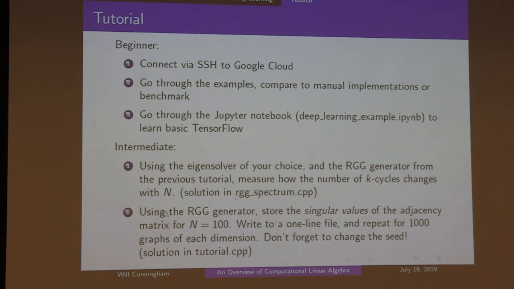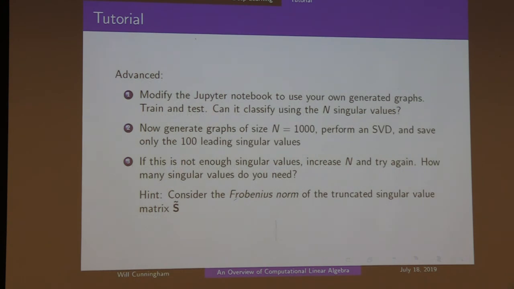You can also look at the singular values of the adjacency matrix for small graphs like n equals 100. So if you write these to a one-line file and repeat for a whole bunch of them, then you can have some data that you can feed into the Jupyter Notebook. And then there are some more advanced tasks if you choose to do so. Can you, for instance, train it with small graphs, but then take just the leading singular values of large graphs and still extract something like the dimension?